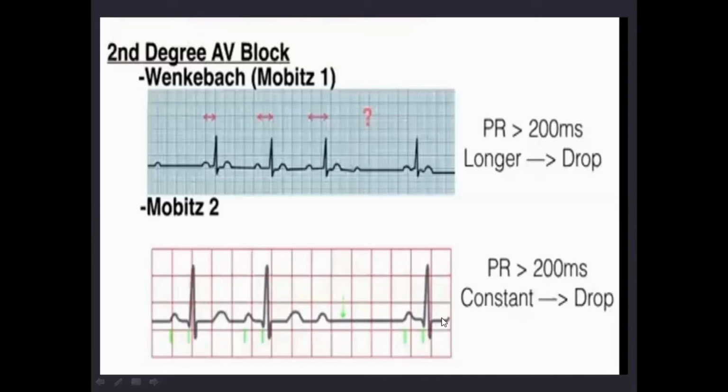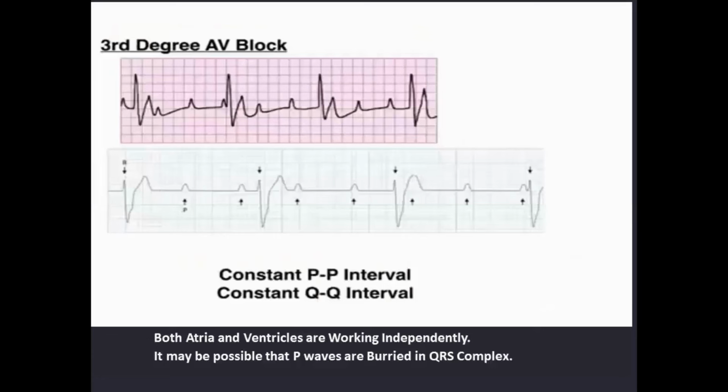Your interval is constant. In first degree AV block also there is a constant interval, but no dropped beat. In Mobitz second degree, Mobitz type 2, there is also a constant increased PR interval along with a dropped beat. In Mobitz type 1, there is a progressively increasing PR interval, along with that the dropped beat. So you must know the difference between these two.